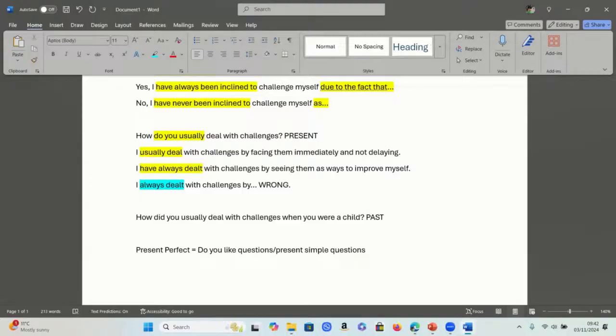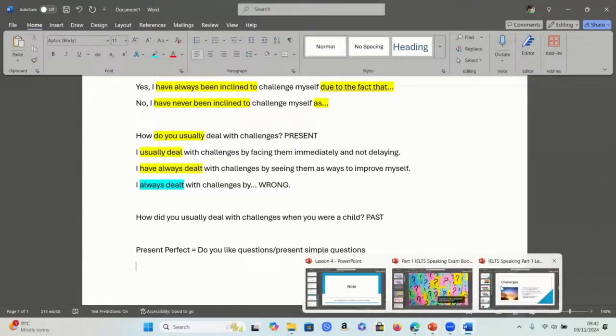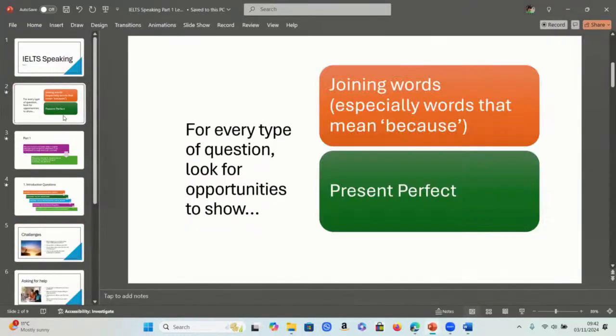And of course, are we doing what I said earlier? Let's have a quick look to see what I said earlier. So joining words: we try to use them for every type of question, looking for opportunities to show joining words, especially ones that mean "so", because we have to say why. Imagine he asks you five or six questions and you say "because" five or six times. It's not going to be that good. So you want to be able to vary these words. You're looking for opportunities to use joining words and any opportunity to say present perfect.